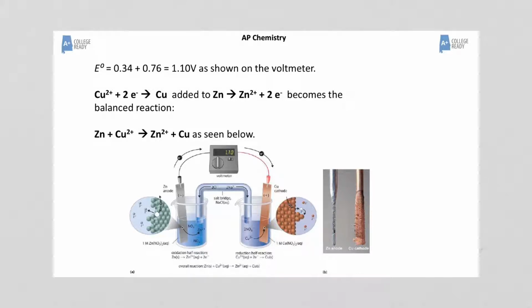And another question is, how do we get the balanced reaction? I mentioned this earlier. This balancing is very simple. It's just a matter of putting them back together and canceling out your electrons because the electrons were already balanced.